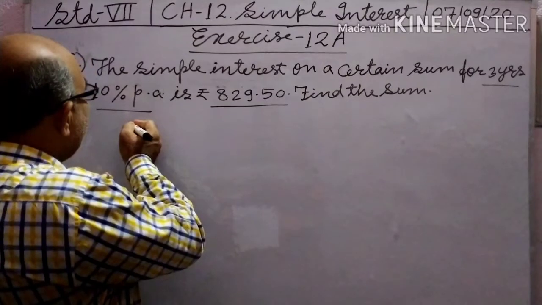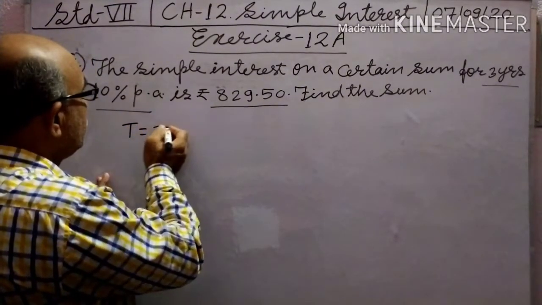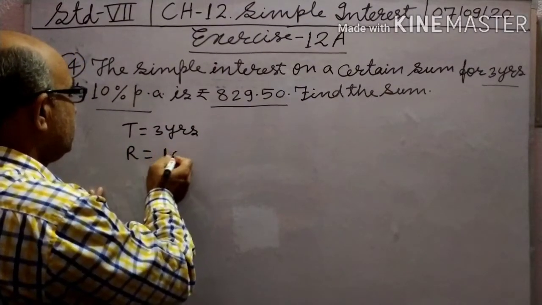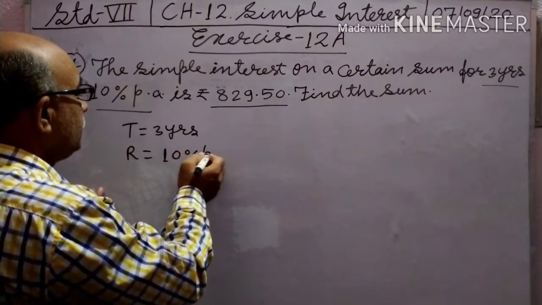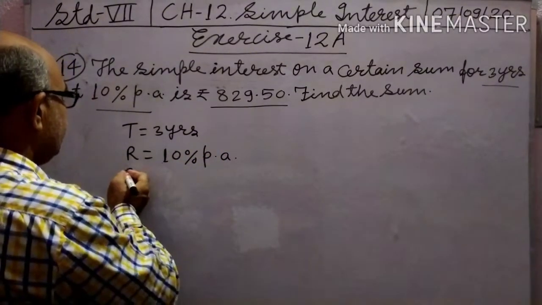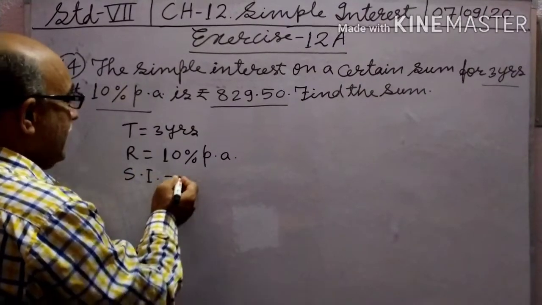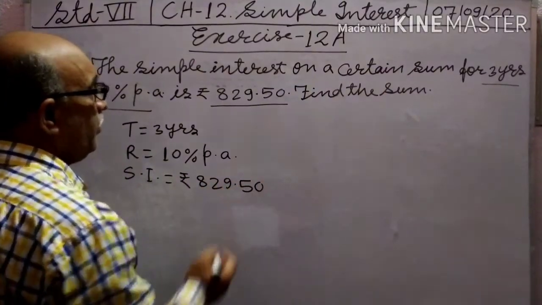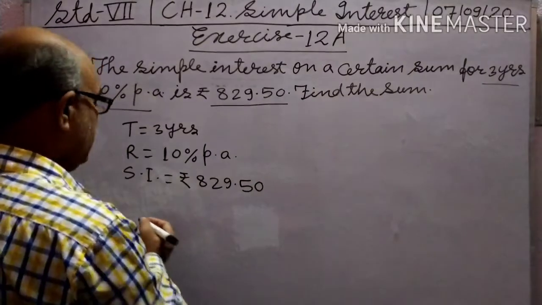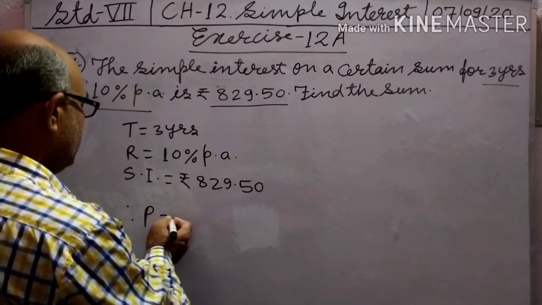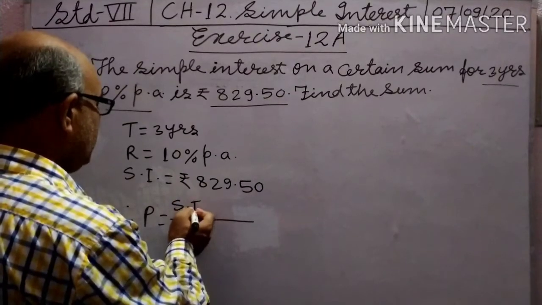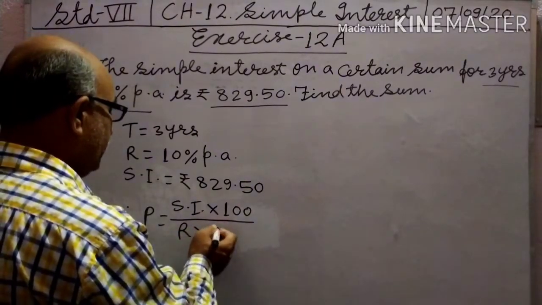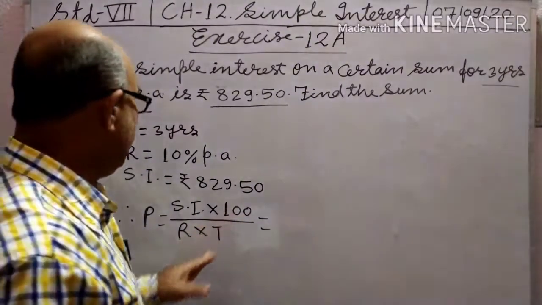Given is T equal to 3 years. R equal to 10% per annum. SI equal to rupees 829.50. Therefore, P, the formula of principal, equal to SI into 100 by R into T. Keep the value of SI, R and T.